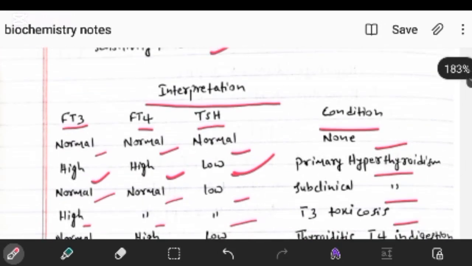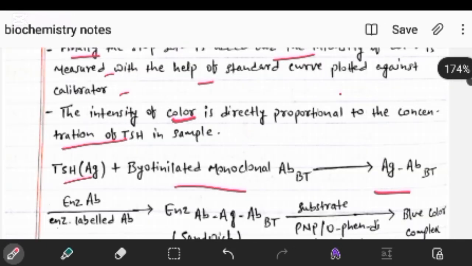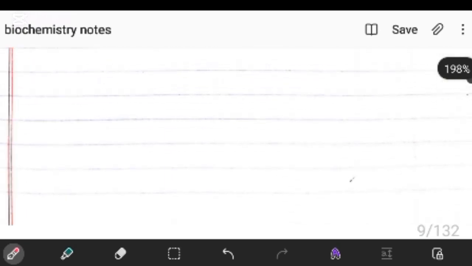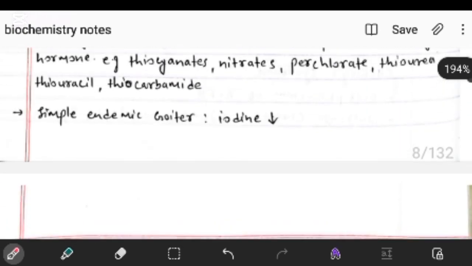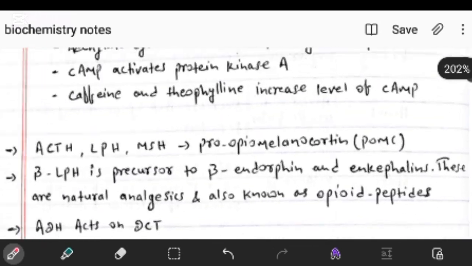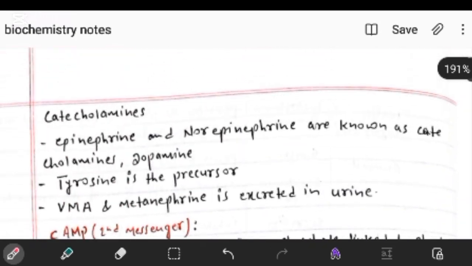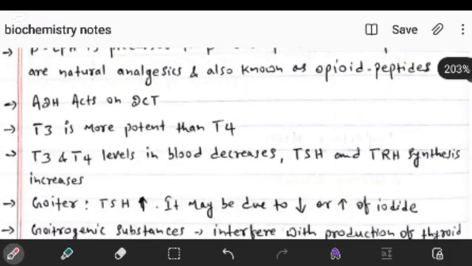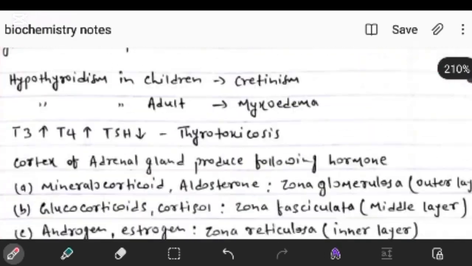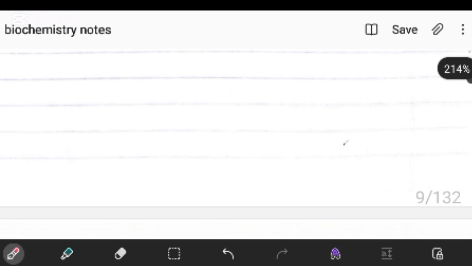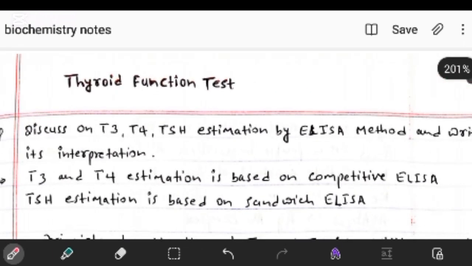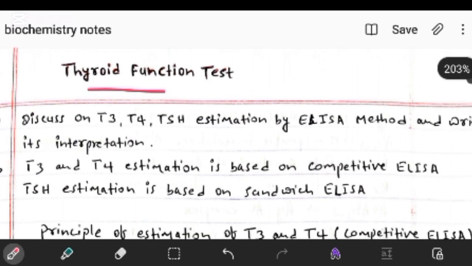So this is all about thyroid function test.